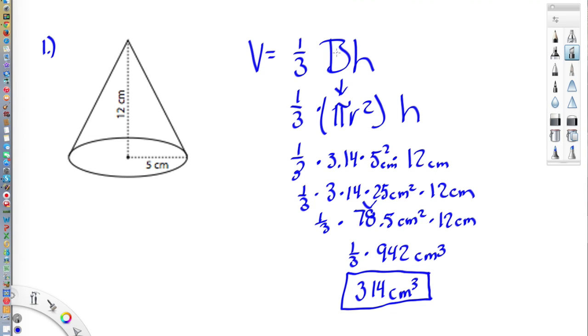So just use this formula. Big B represents the base area of my base shape, which is a circle. Use your pi r squared formula to find that. Plug in your radius, solve for that, multiply it by 12, which is the height of the cone, and divide by 3 or multiply by 1/3.